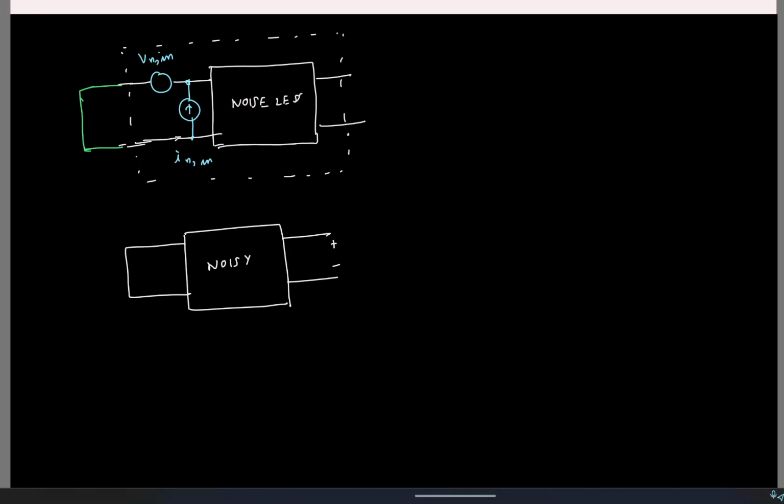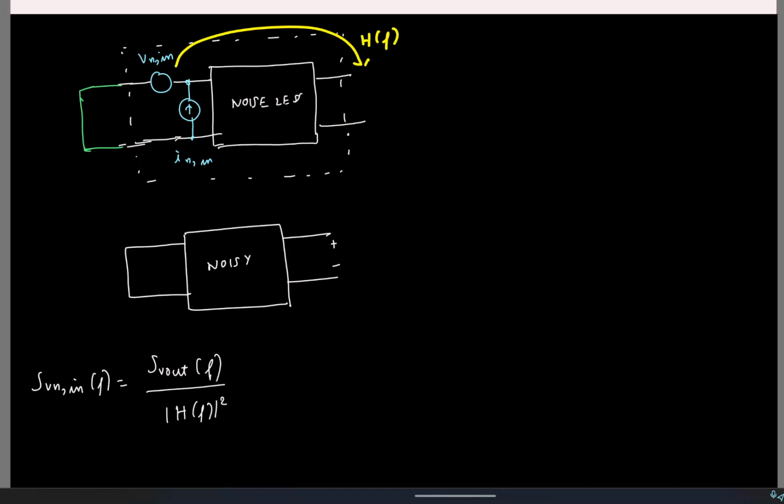So I can find the total SV out of f. This I know, I can find from each noise source to the output what the transfer function is. I'll find the output voltage power spectral density, and then from Vn to output, let's say the transfer function is some h of f here. So this is divided by mod h of f square. This is very similar to what we saw before also.